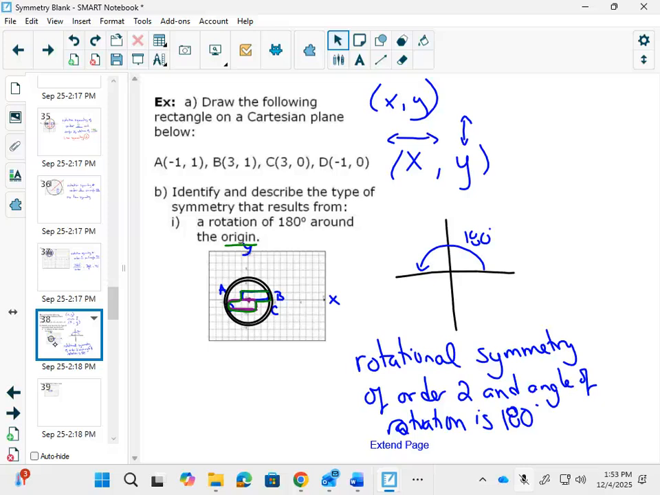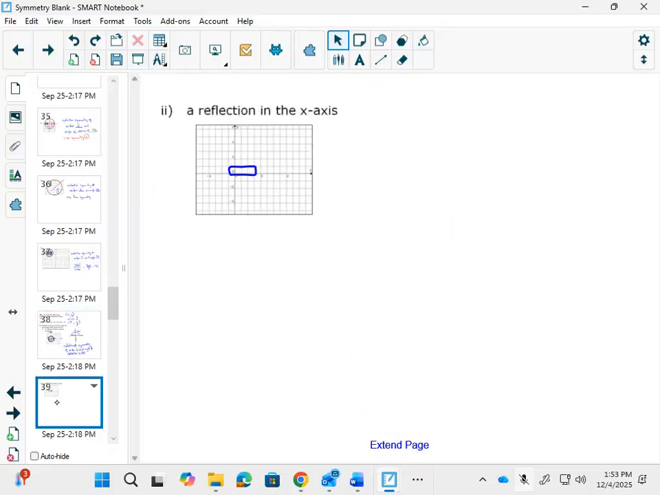Brandon, you ready? Okay, so we're going to take this one and we want to reflect, which means you're going to flip over the x-axis. The x-axis is this one, so this is my line of symmetry. And if I flip the blue over to the other side, now my new shape, grouping them both together, is this big rectangle.